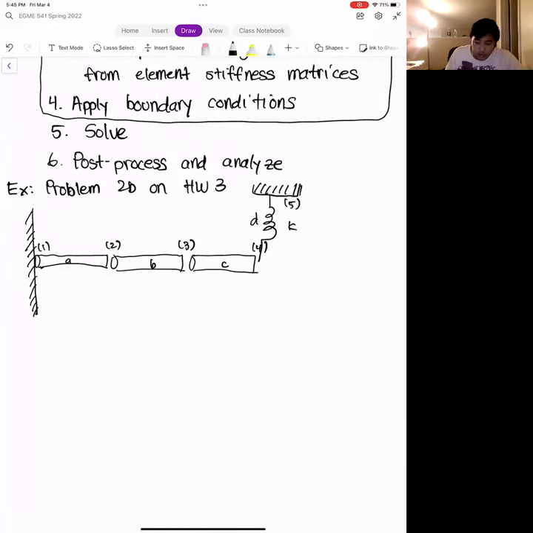Again, I'm going to set these so that they make the calculation a little bit easier. Let's say that the lengths of all the elements are the same, all 1 meter. The Young's modulus, let's say that it is 200 megapascal. Or let's just do 20 megapascal.